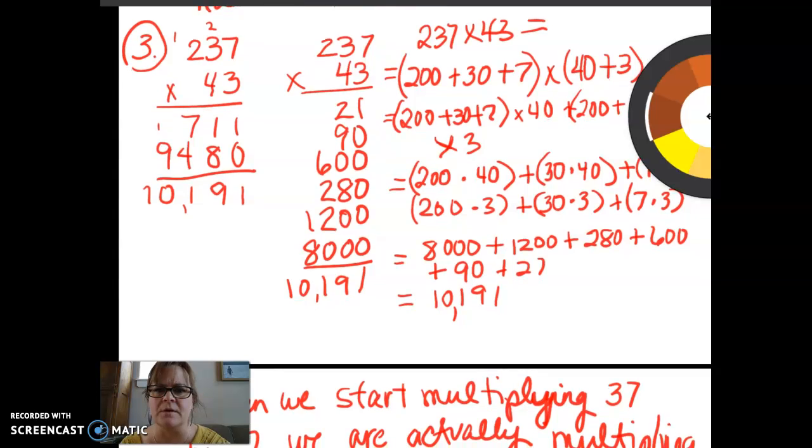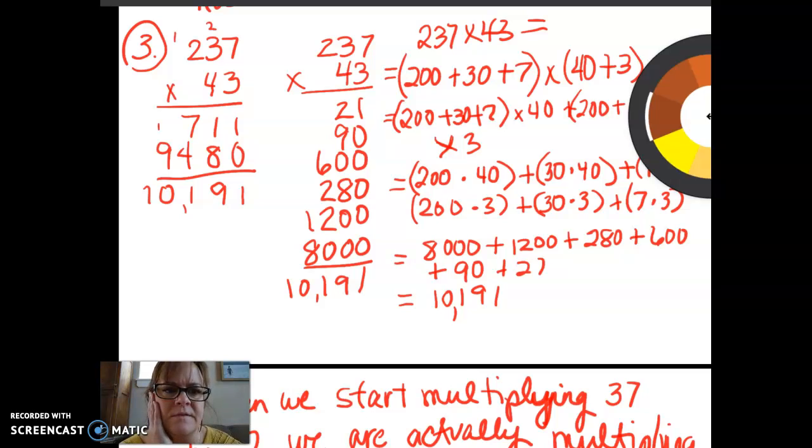Okay, let's go to number 3. Number 3, we're doing a very similar thing. This time we're multiplying 237 times 43. Because we have a 3-digit times a 2-digit, we end up with quite a long expanded form. So stay with me here, everybody.